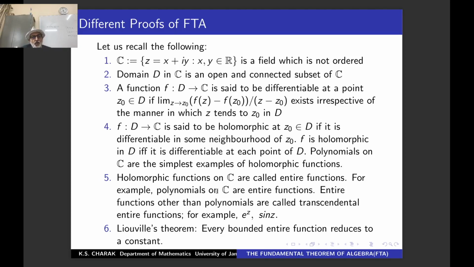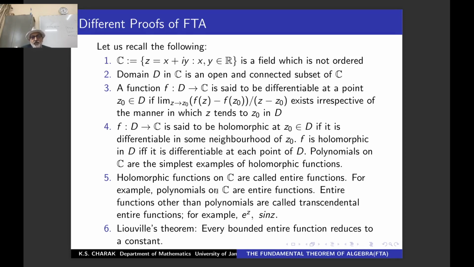Okay, so let us recall first that this C, as we denote the field of complex numbers, it is nothing but the set of ordered pairs of real numbers, which we generally write as z equal to x plus iy. This i is nothing but the imaginary unit satisfying i square equal to minus 1. It is a field, as I said, and it is not an ordered field. So you can check, or you might have checked it during your course of study. And here by domain we shall mean an open connected subset of C.